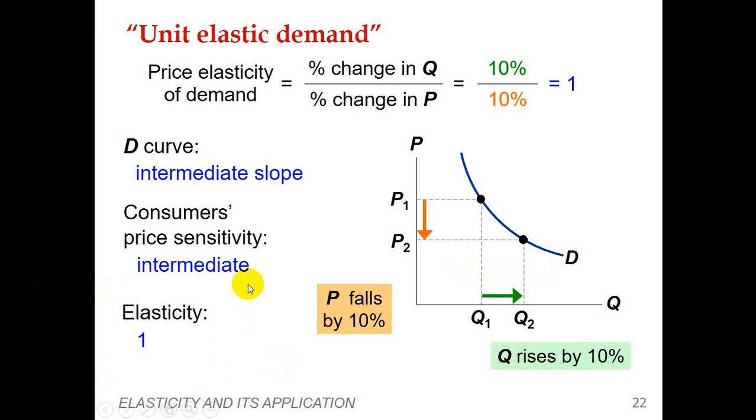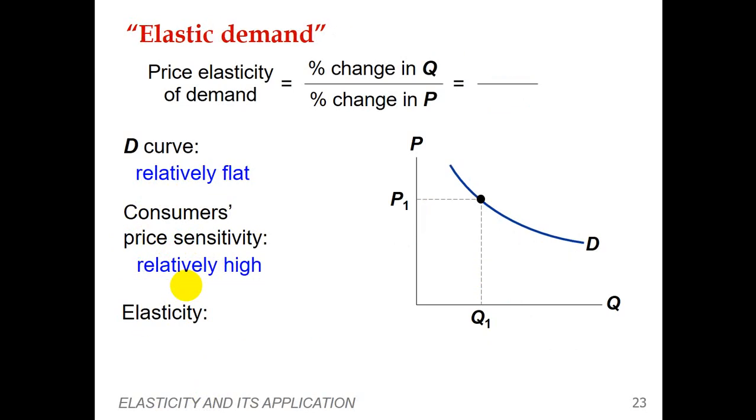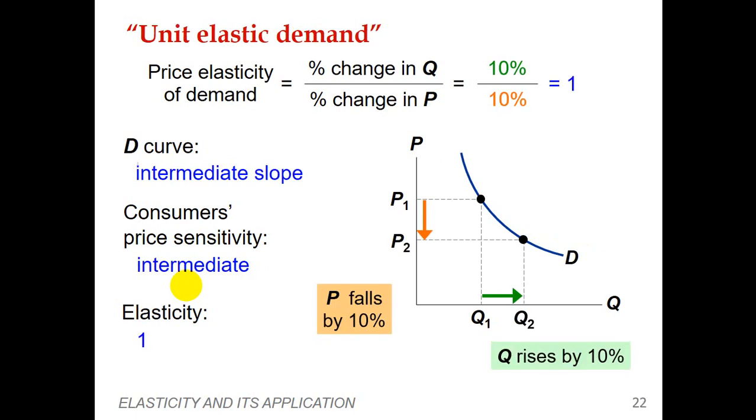Here they use the word intermediate slope. Consumer price sensitivity is intermediate, means it is in the middle way. Elasticity is equal to 1. Now here is the example of elastic demand. But again, for your understanding, I'm going to repeat the unit elastic. If the elasticity is exactly equal to 1, so that quantity moves the same amount proportionally as price, demand is said to have unit elasticity.